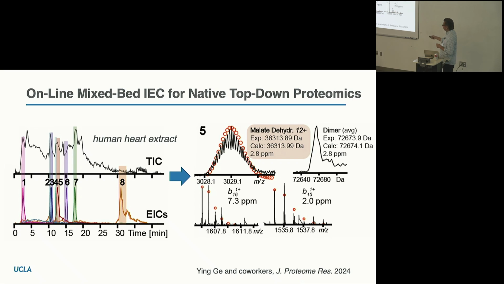But if you pull out the EICs for each of the individual proteins, this is malate dehydrogenase. They can fragment this protein to identify what this protein is. This column is not commercially available, as I checked the other day. Is anybody from Ying Ge's lab here?